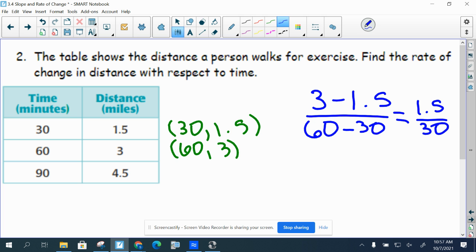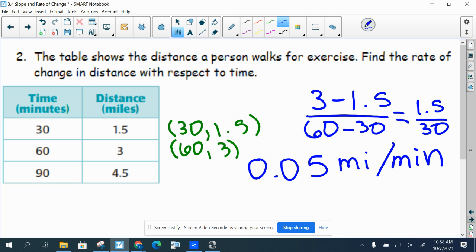We need a calculator. Get out your calculator because you're going to need it. Something miles per minute. Blank miles per minute. 0.5 miles per 10 minutes. So how many per 1 minute? 0.05. That was a creative answer.